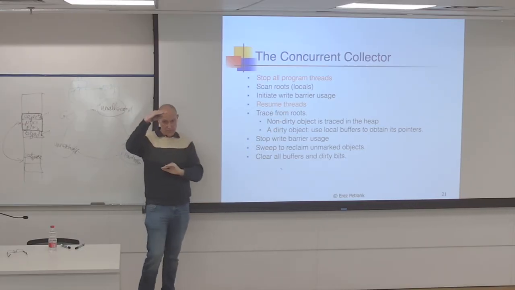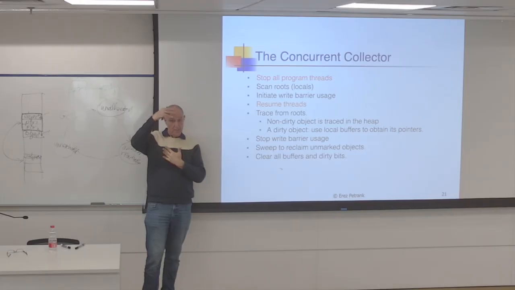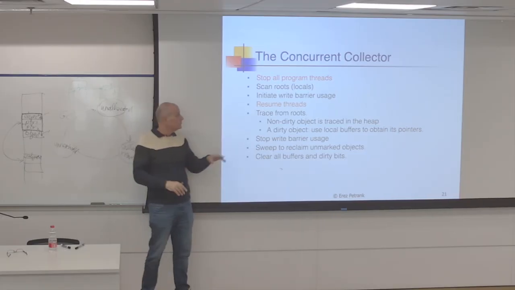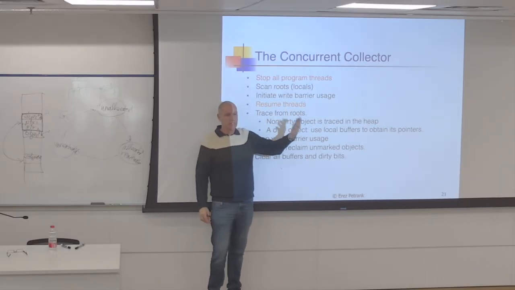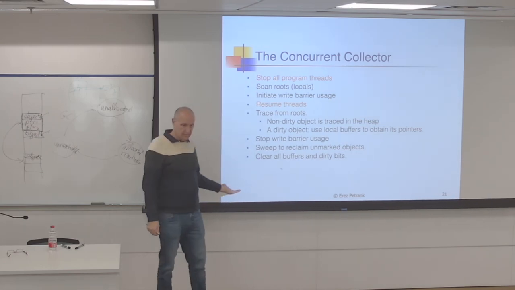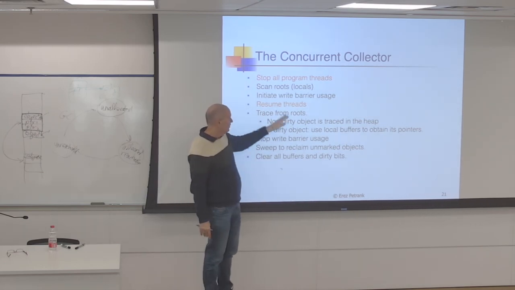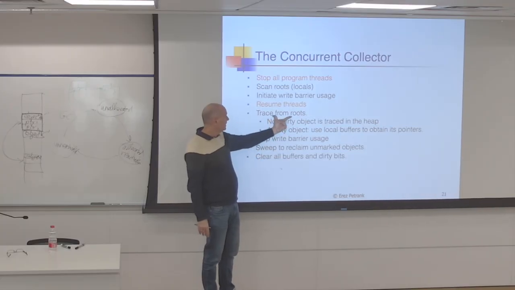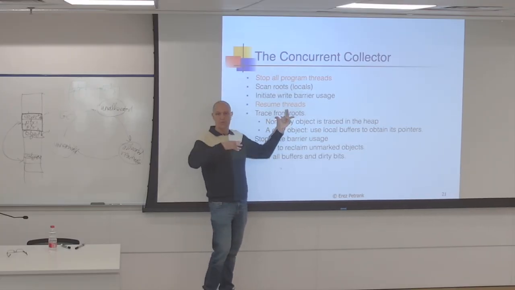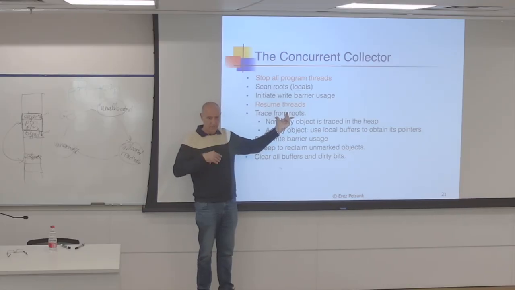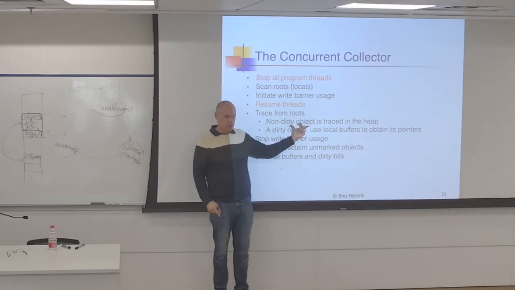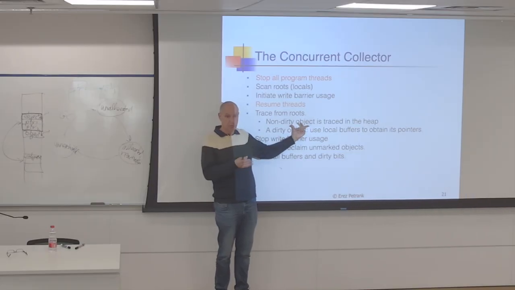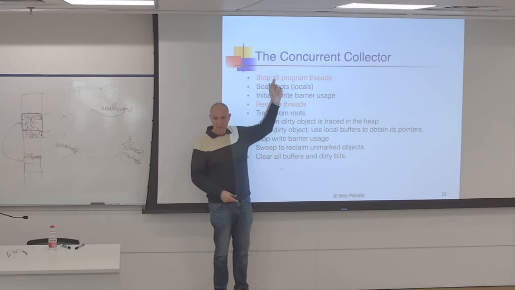And usually the number of root pointers is small. So it doesn't take me a lot of time to scan the roots. And of course, it doesn't take me a lot of time to tell the threads to start doing the write barrier. And now I can work concurrently with them. So I want to trace, I trace from the roots. I have all these objects directly reachable from the roots. They are now gray. I should go and see what's reachable from them. And whenever I get to a non-dirty object, this means that this object was never changed from the time I stopped the threads.